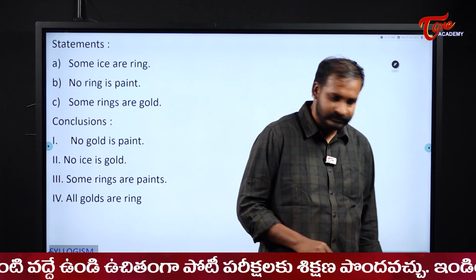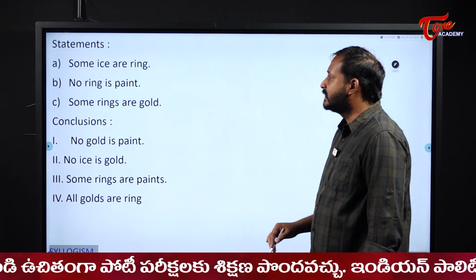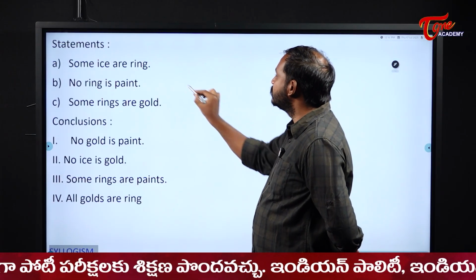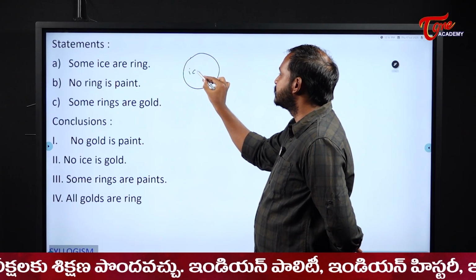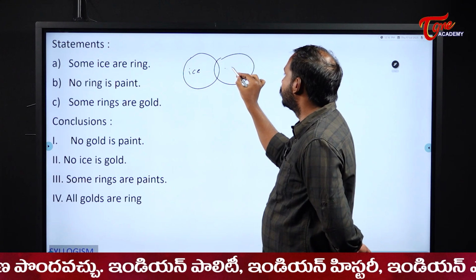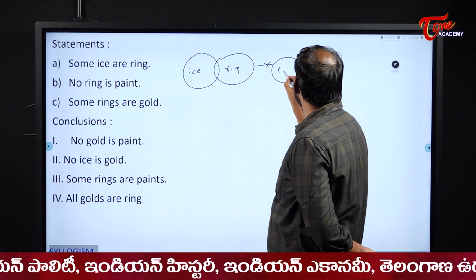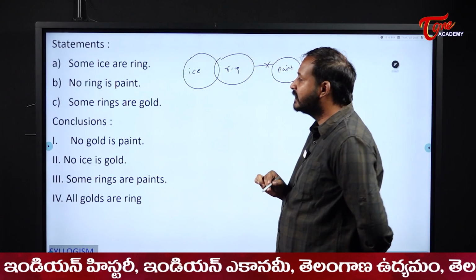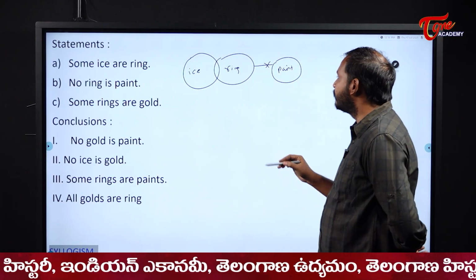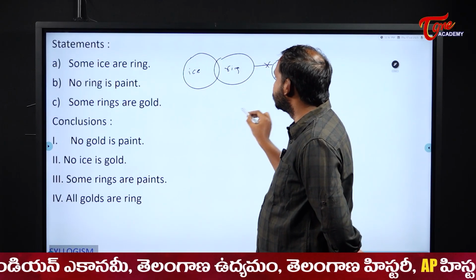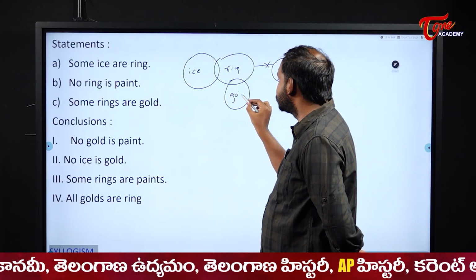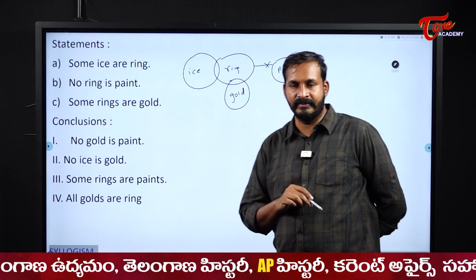Right, next one. Some eyes are rings. Pause the video and try to solve it, students. No ring is paint for us here. Next, some rings are gold. So this is the basic diagram I have.